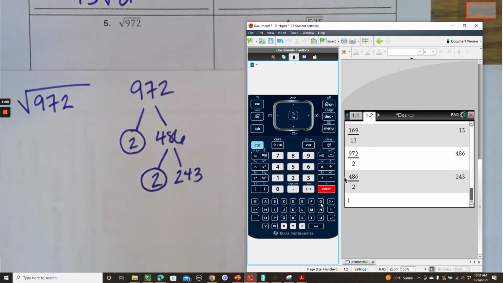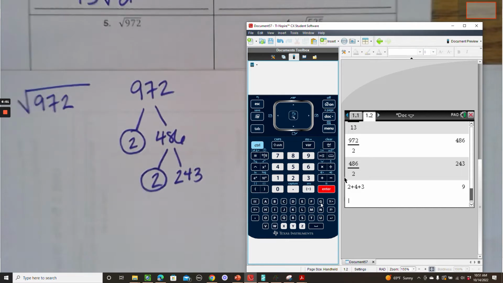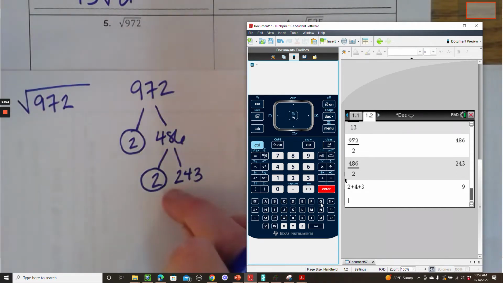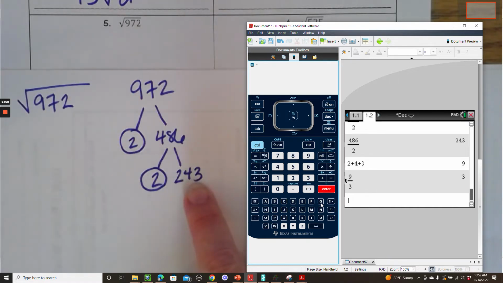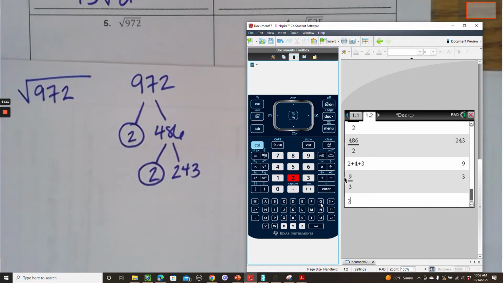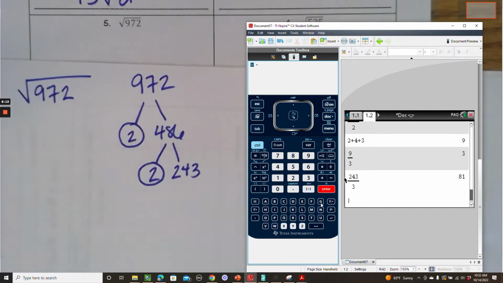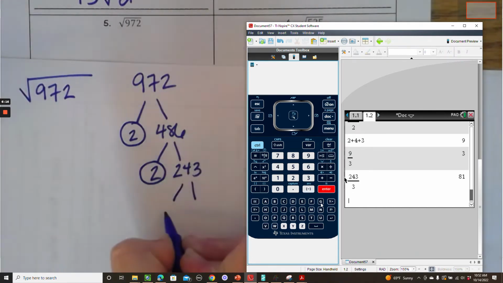Okay, what about 243? So let's see if it's divisible by 3. 2 plus 4 plus 3 gives me a 9. 9 is divisible by 3, which means this is divisible by 3. Ooh, 243 divided by 3. So 3 times 81. 3 is a prime number.